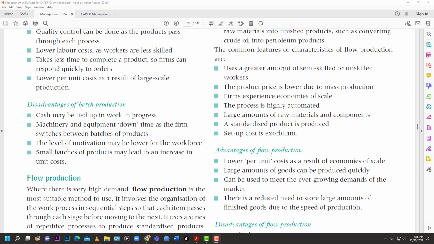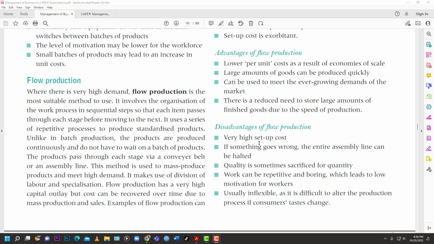Common features of flow production: it uses a greater amount of semi-skilled or unskilled workers. The product price is lower due to mass production. Firms experience economies of scale, meaning as they grow, their cost comes down, and so they can produce more on a larger scale. The process is highly automated. Large amounts of raw materials and components are used. A standardized product is produced. Setup cost is exorbitant. The initial cost of this kind of production is high, but over time it might basically pay for itself.